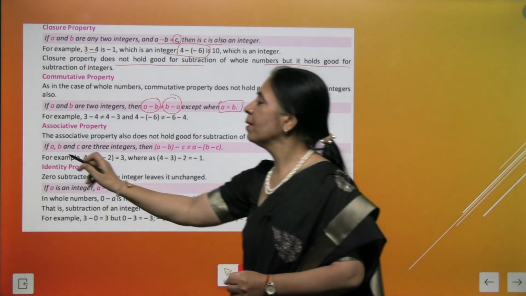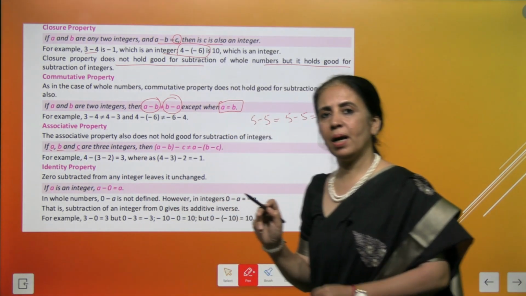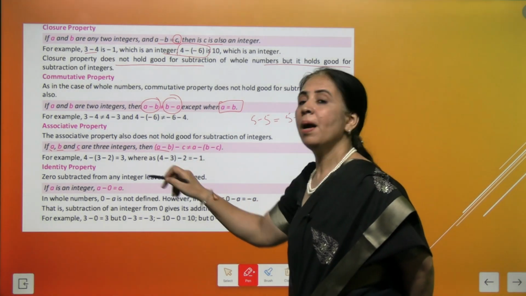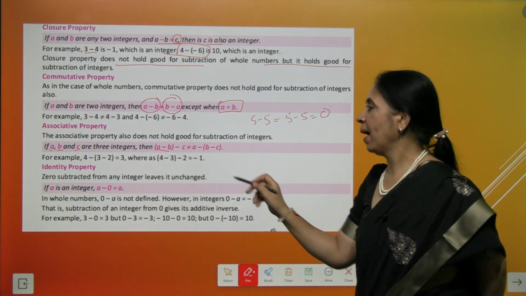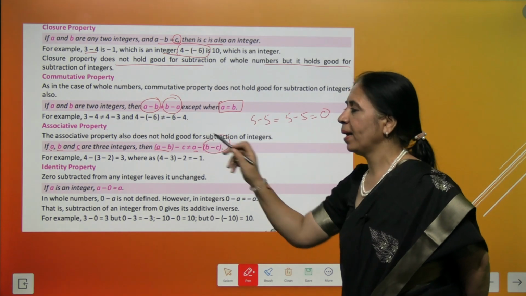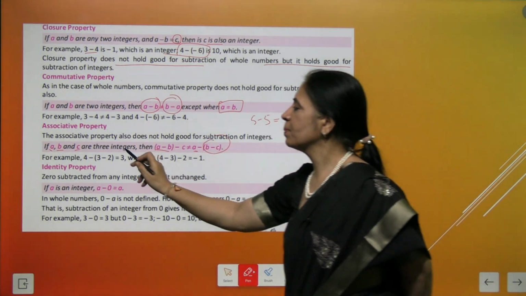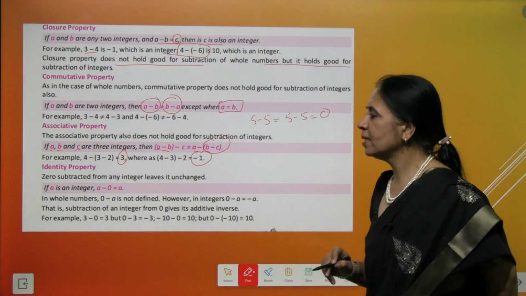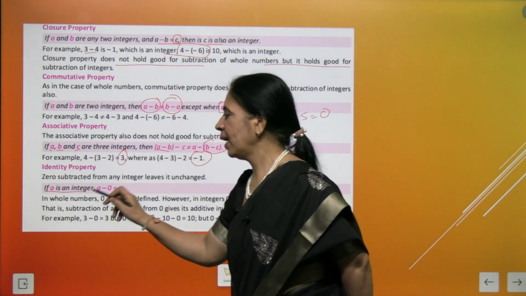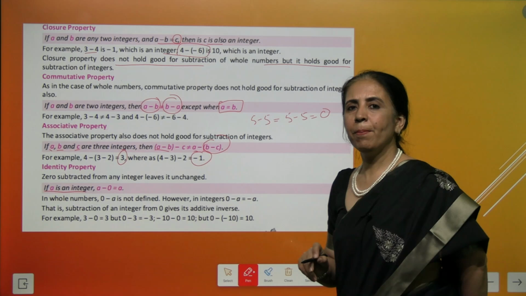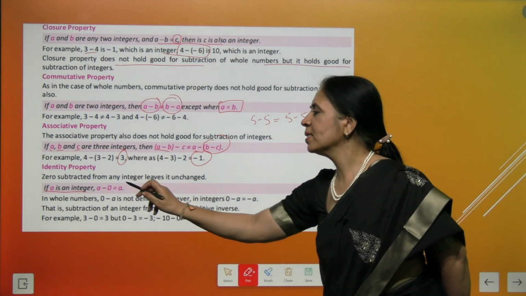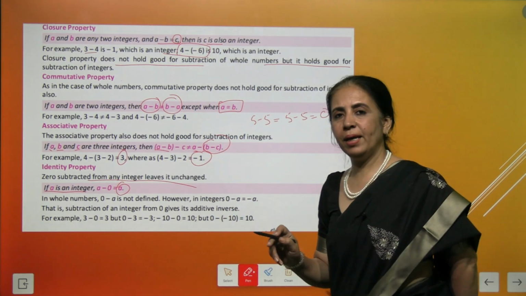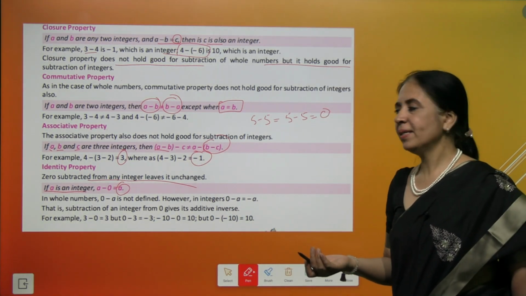Coming to associative property, associative property भी हमारी true नहीं होगी for integers. तो इसका मतलब regrouping is not possible. अगर हमारे पास a, b, c 3 integers हैं, then a minus b minus c is not same as a minus b minus c. यहाँ पर दोनों cases में हमें different answer मिलेगा. What is identity? Identity means अगर a कोई integer है तो a minus 0 is always equal to a. That means if you subtract 0 from any integer, the answer remains same.